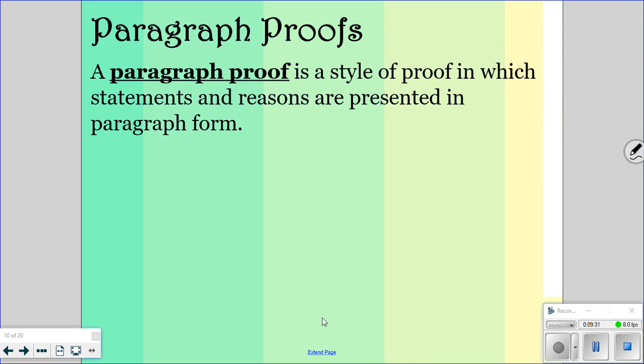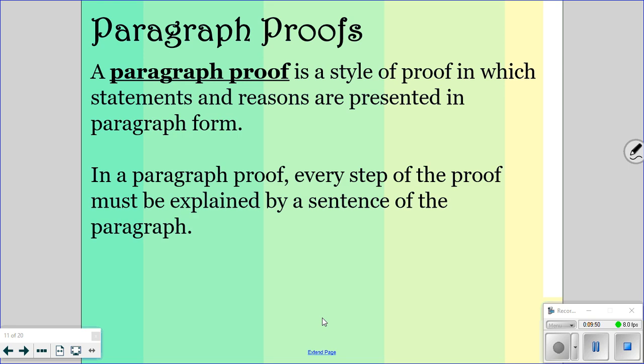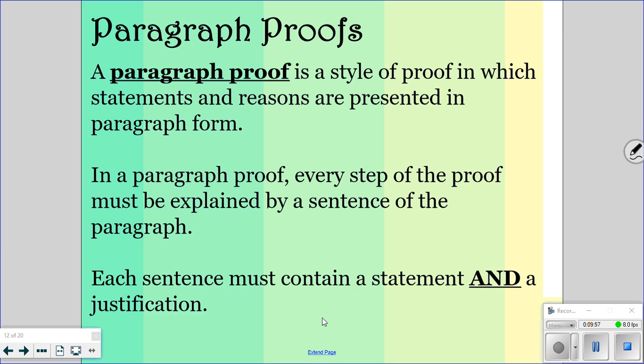Okay, so now we're going to look at paragraph proofs. A paragraph proof is a style of proof where the statements and reasons are presented in paragraph form. So whenever it said explain your reasoning and you've explained it completely, that's kind of like a paragraph proof. You just put all of your thoughts into a paragraph, English sentences. So every step of the proof is explained by a sentence of the paragraph. And each sentence must contain both a statement and your justification. So every sentence will have the statement and justification all together.